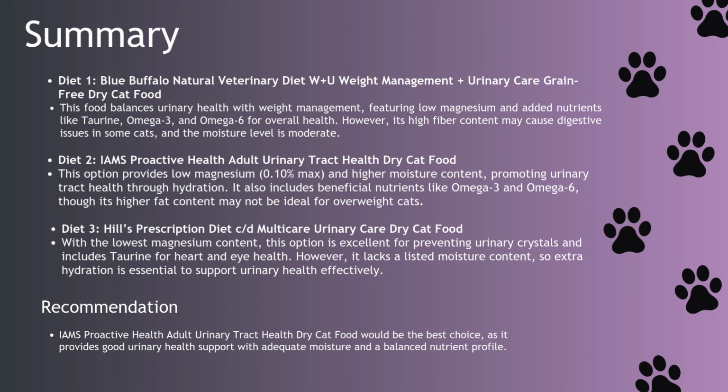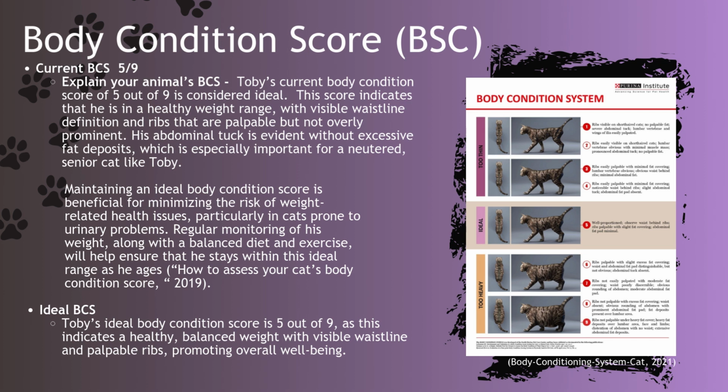I would recommend the ANIM's Proactive Health Adult Urinary Tract Health Cat Food, as it seems to be the best in regards to the nutrients. And it would provide good urinary health, supporting adequate moisture and balance of the nutritional profiles.